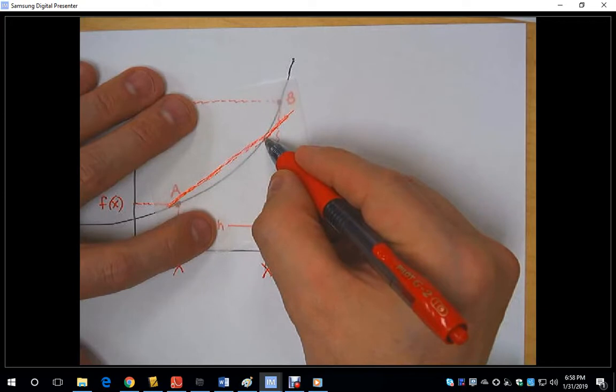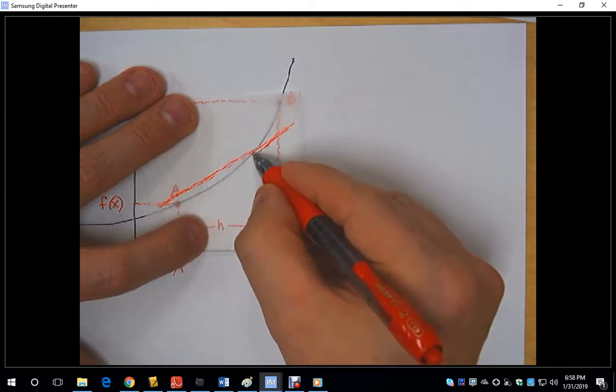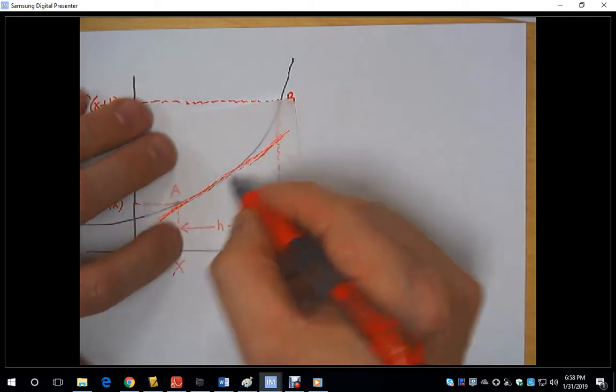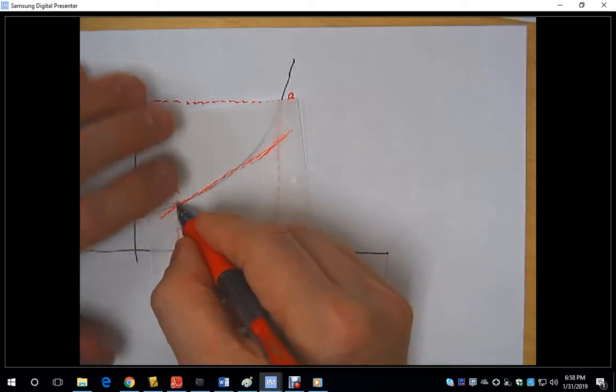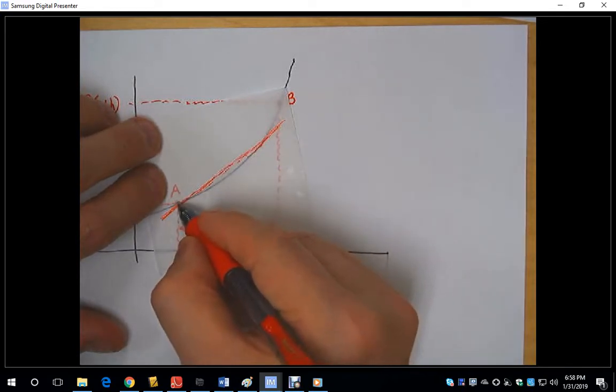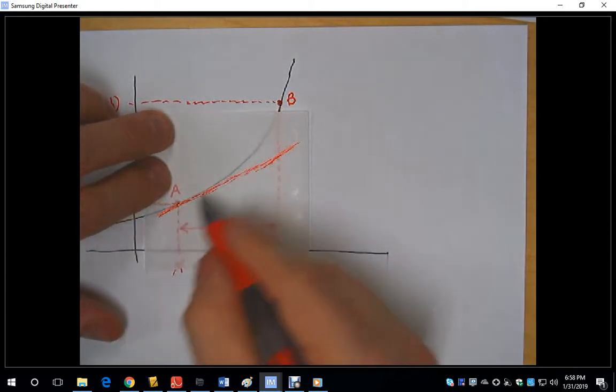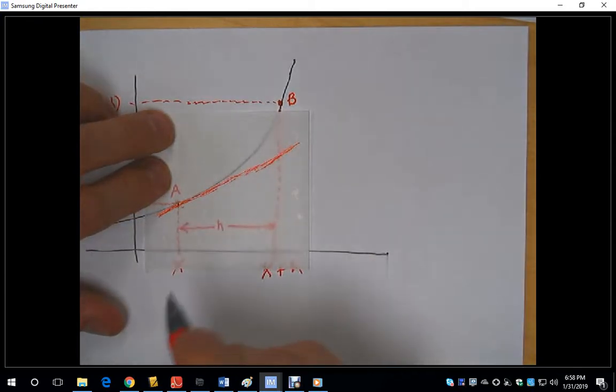If I continue to move b down where h is approaching 0, then as b approaches a, eventually we're going to get this tangent line, or the instantaneous slope at that particular point.